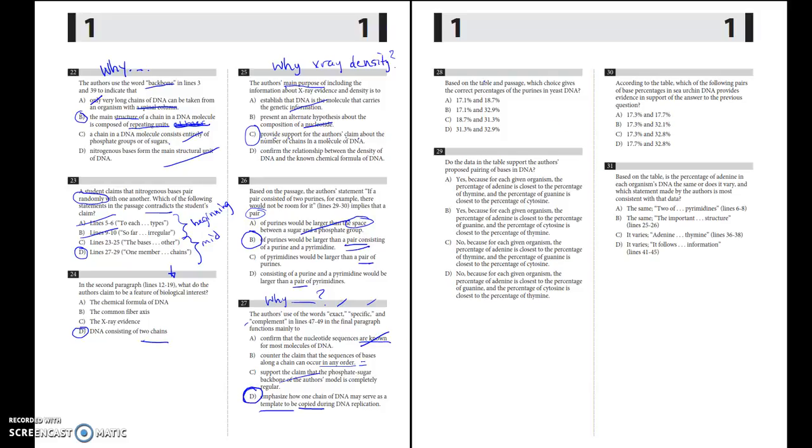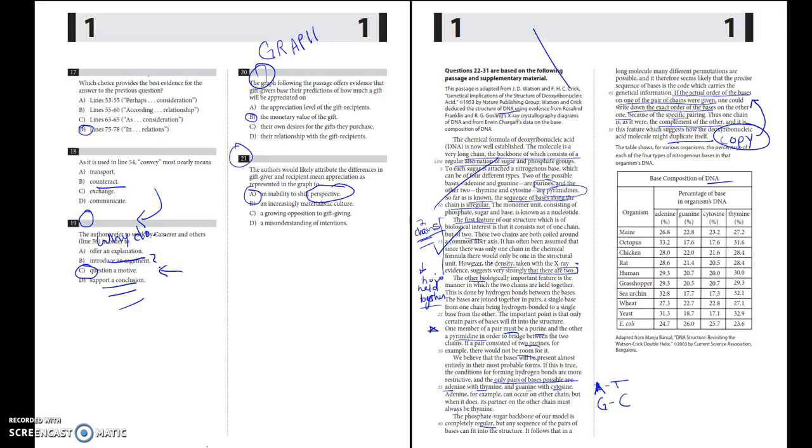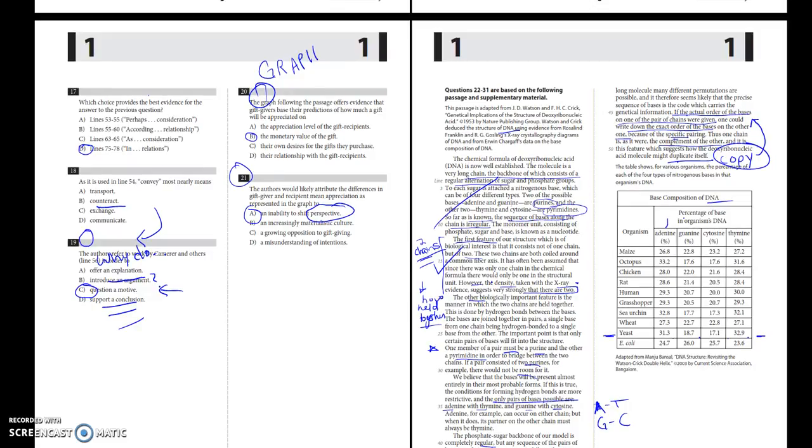Now, we have table and passage. So we're combining the table and the passage. Which choice gives the correct percentages of the purines in yeast DNA? So we're looking for the purines in yeast DNA. Okay, the purines in yeast. So which of these four represent the purines? Well, it says here, okay, the purines are adenine and guanine. So we're looking for these two.